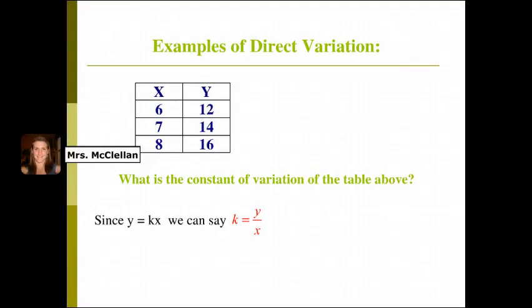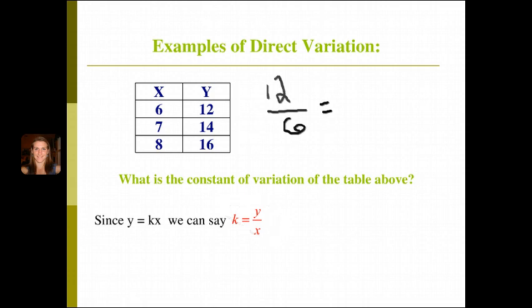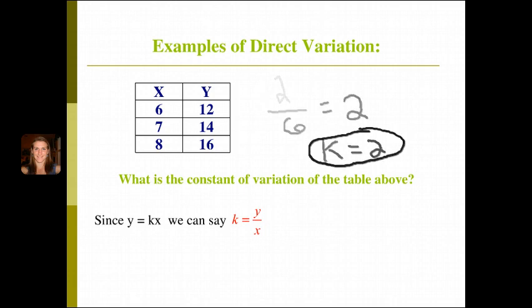Okay, here's some examples of direct variation. First one, you're given a table. It's asking you to find the constant of the variation. Constant meaning k. Okay, and we said we can use this: k equals y over x. So what you need to do, since you already know it's a direct variation, you take one of your y coordinates. In this case, I'm just going to use the first one, and do 12 over my x to that is 6. And what is 12 over 6? It reduces to 2. So therefore, k is 2. And so your constant of that equation is 2.